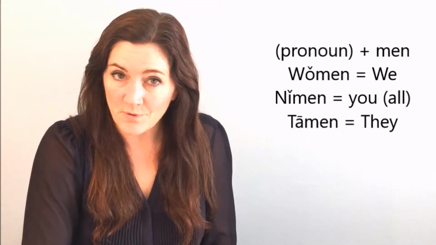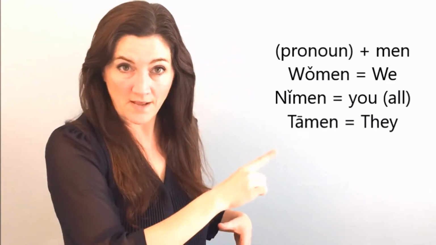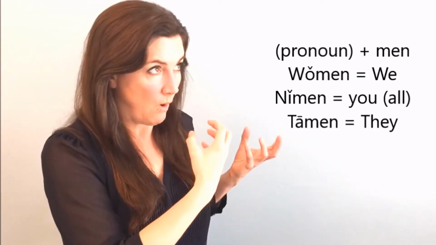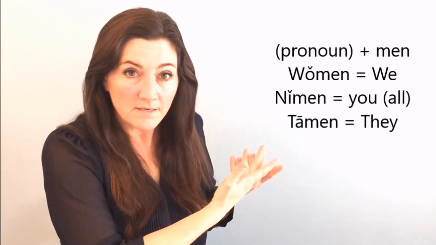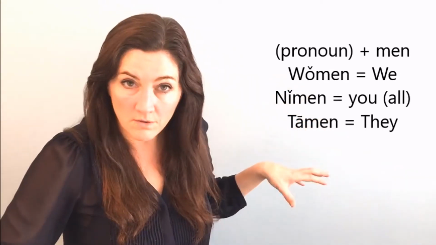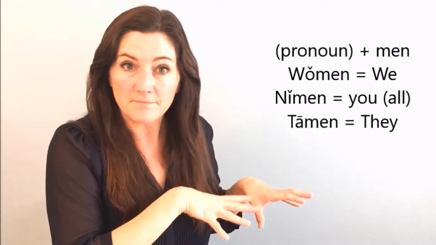All right, next thing, how to pluralize these personal pronouns. All you have to do is add a men on the end. And then each of these pronouns becomes plural. So 我 with a men becomes we. 你 with a men becomes you guys or you all, second person plural. And 他们 becomes they. Repeat after me.